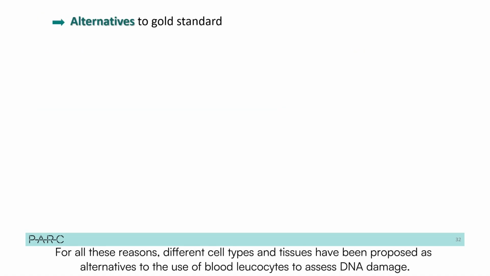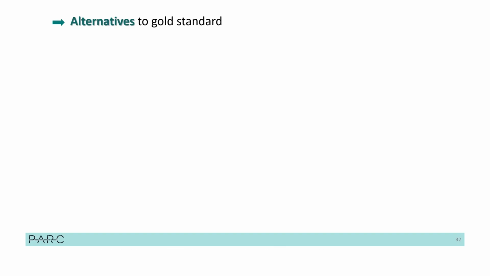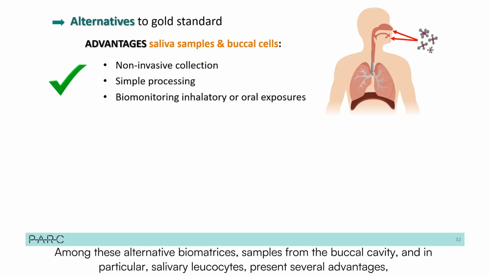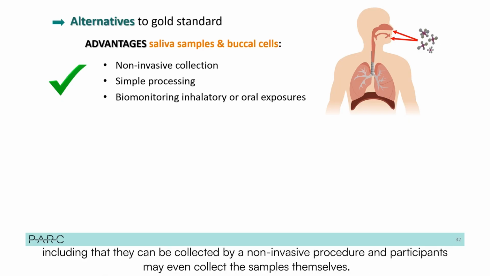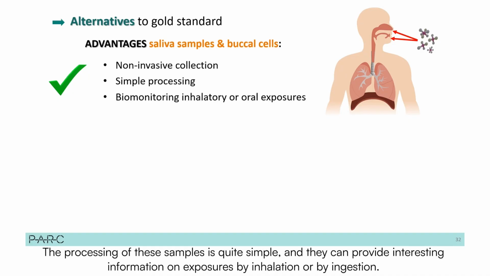For all these reasons, different cell types and tissues have been proposed as alternatives to the use of blood leukocytes to assess DNA damage. Among these alternative biomatrices, samples from the buccal cavity, and in particular salivary leukocytes, present several advantages, including that they can be collected by a non-invasive procedure and participants may even collect the samples themselves. The processing of these samples is quite simple, and they can provide interesting information on exposures by inhalation or by ingestion.